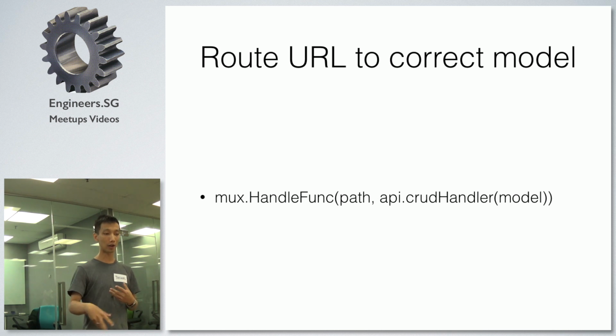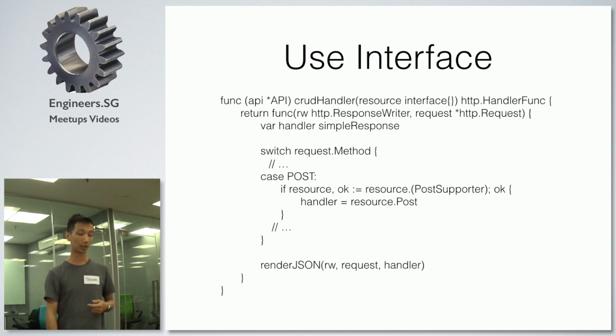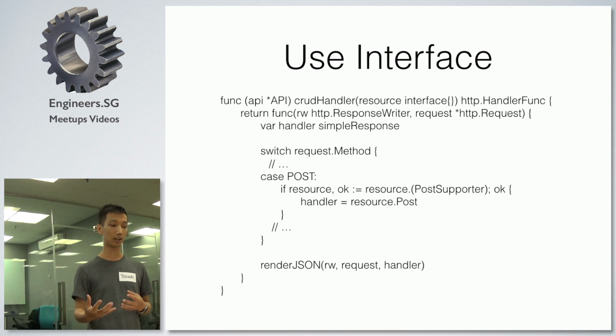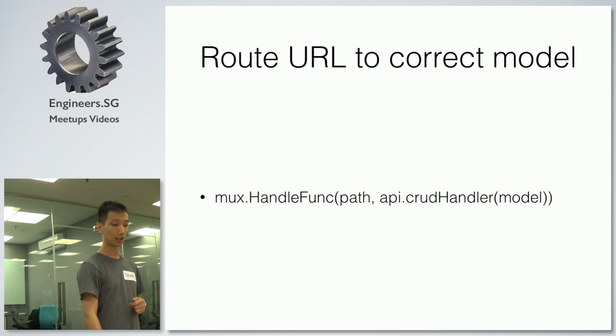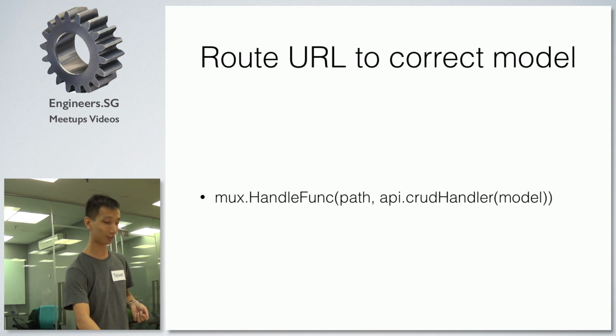And how do we route the URL to the correct model? So in the previous example, you can see this function group handler, it returns an HTTP handler func. This is a standard class from the HTTP package, and we can use the API. The group handler model here will return a handler function, and you can use that as a parameter to handle functions.